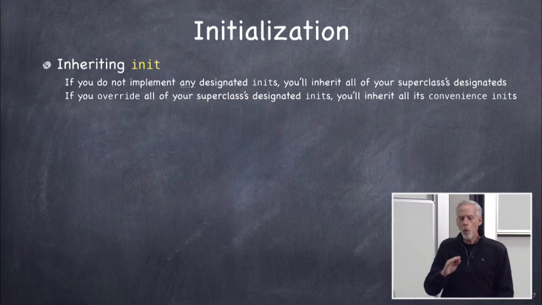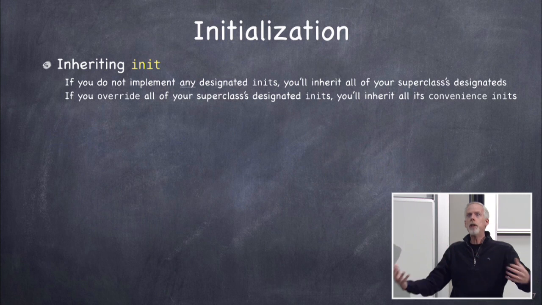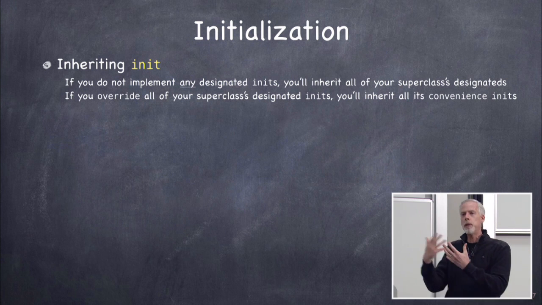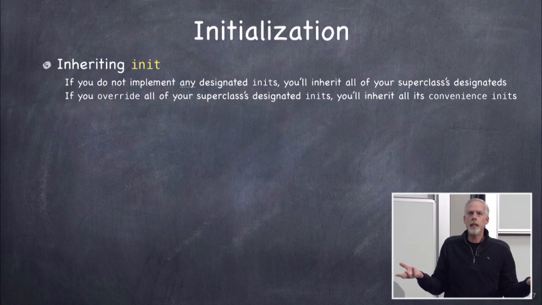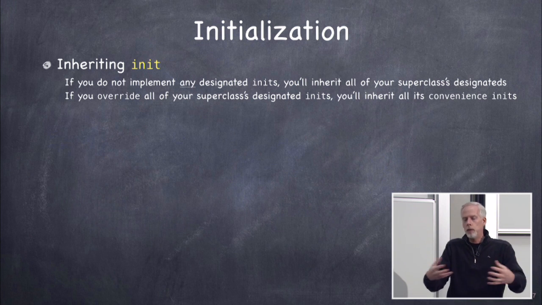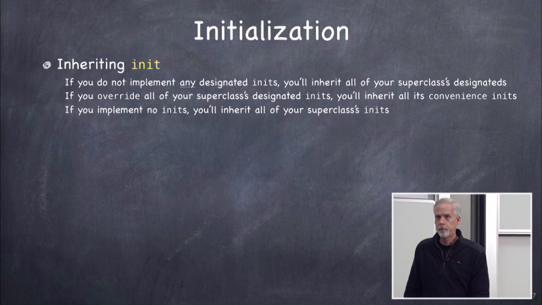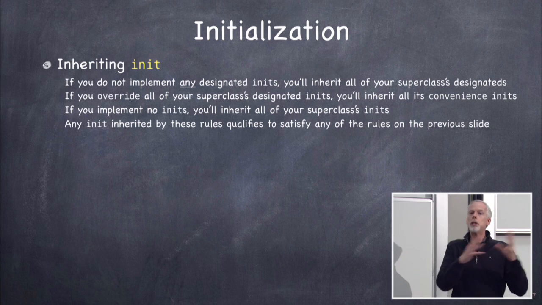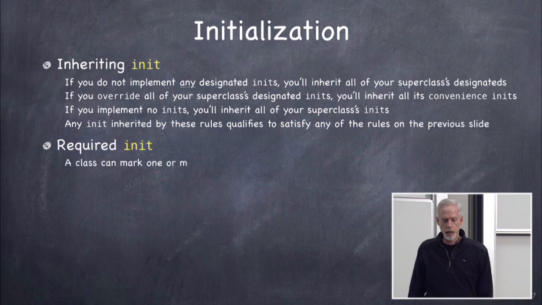Okay? If you override all of your superclass's designated inits, then you'll inherit all of its convenience inits. Now, why is that? That's because your superclass, when it implements these convenience inits, depends on the designated inits being implemented, so you have to implement them all. Of course, you could inherit them all by implementing none of them as well. Okay? So any init that you inherit by these rules can be used to satisfy any of these other requirements that we were talking about on the previous slide.